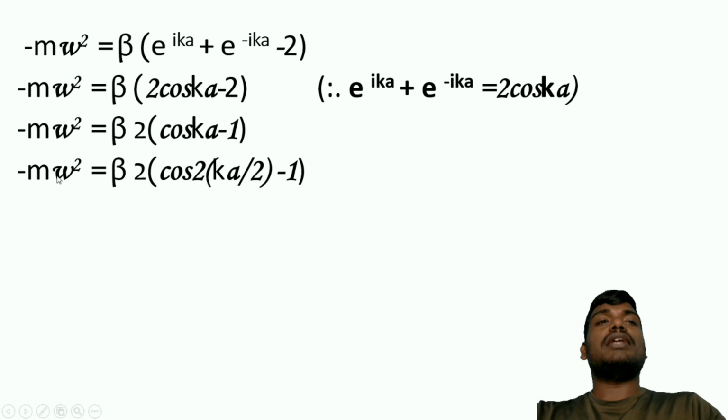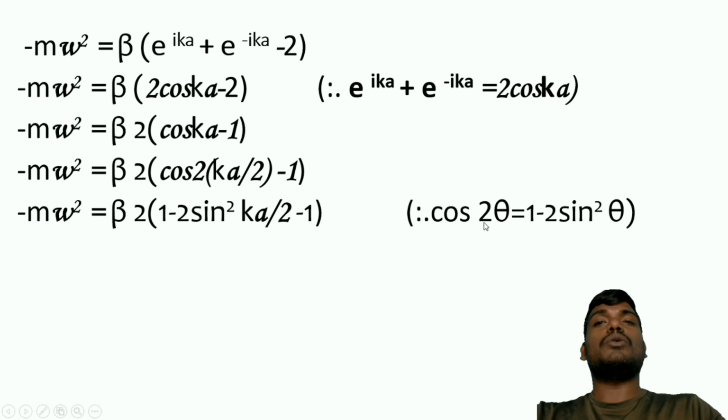M minus m omega square beta. 2 cos ka, to cancel k in the same way as this, but we rearrange the value: 2 cos ka by 2 minus 1. Then, in the equation cos 2 theta is equal to 1 minus sin square theta, substitute the value in place of cos 2 theta.